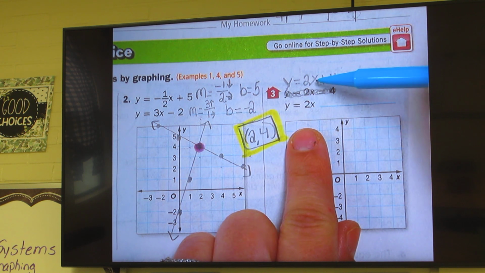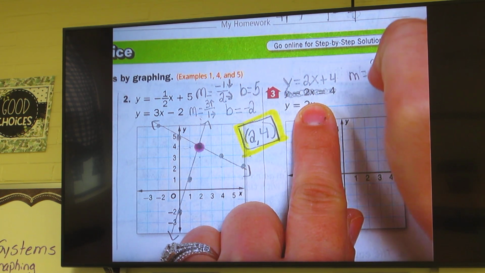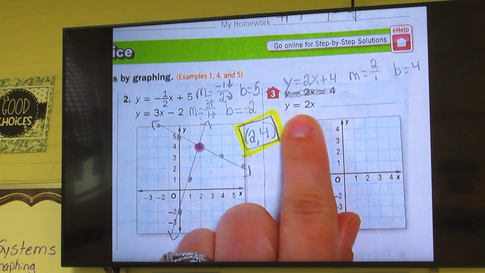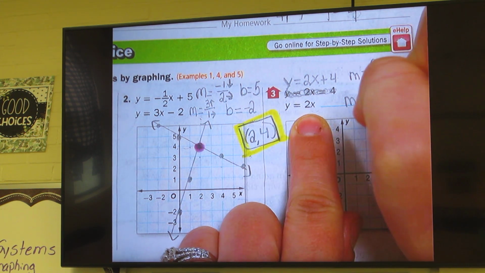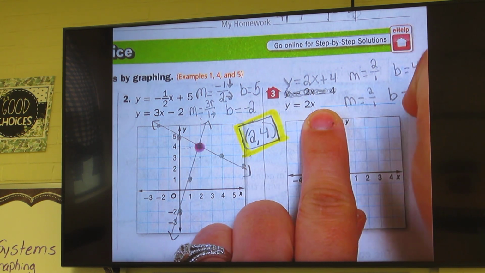So if I want to pick out the m of y = 2x + 4, I have 2 over 1, and the b is 4. Alright, we'll look at the second equation. My m is also 2 over 1, but since there is no b present, then my b is 0.